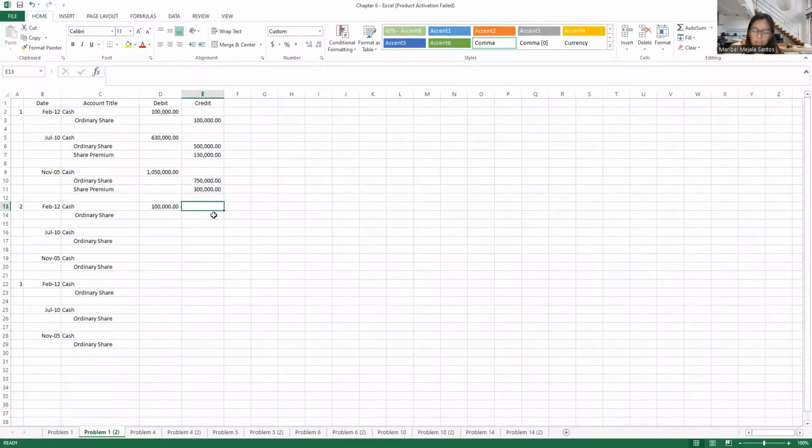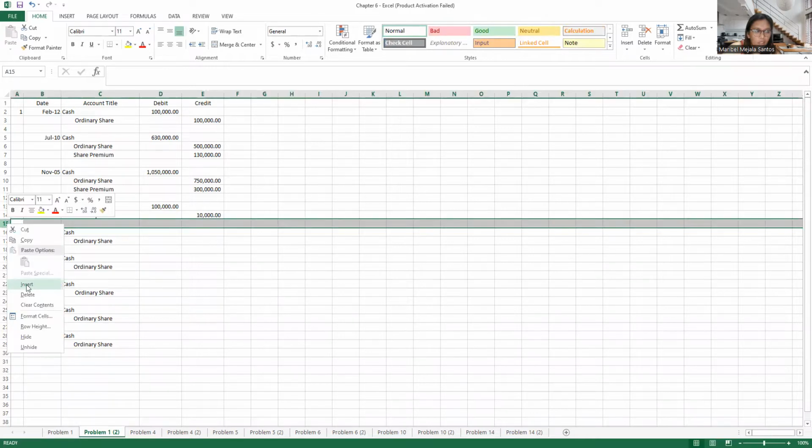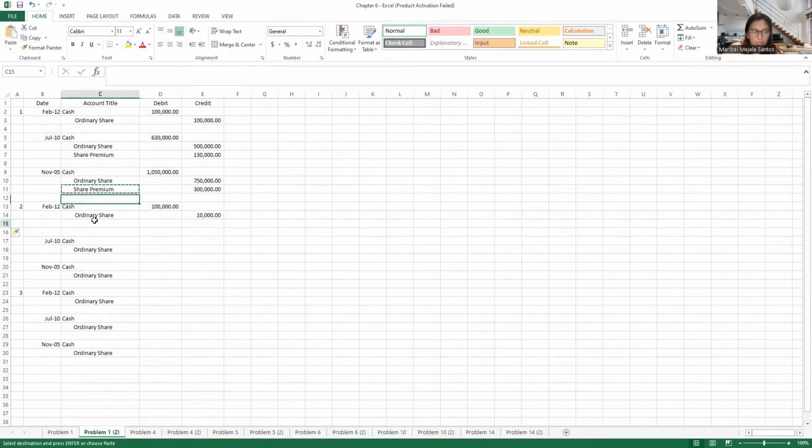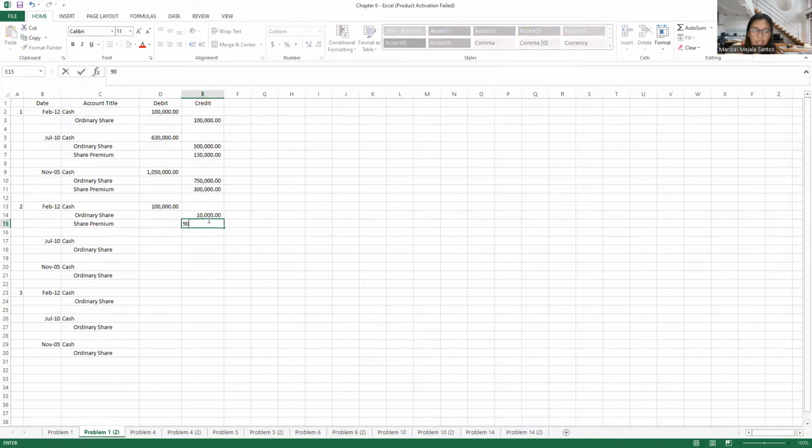Okay. Then, may stated value siya, di ba? I-multiply natin sa stated value. 1,000 times 10. So, magkakaroon tayo ngayon ng share premium na magkano? 90,000. Then next, 630,000.